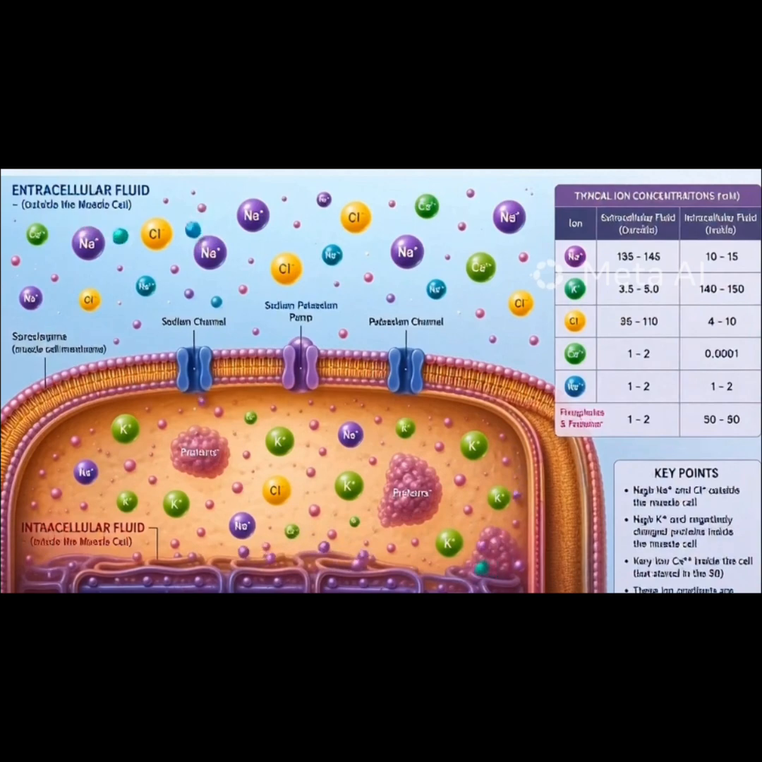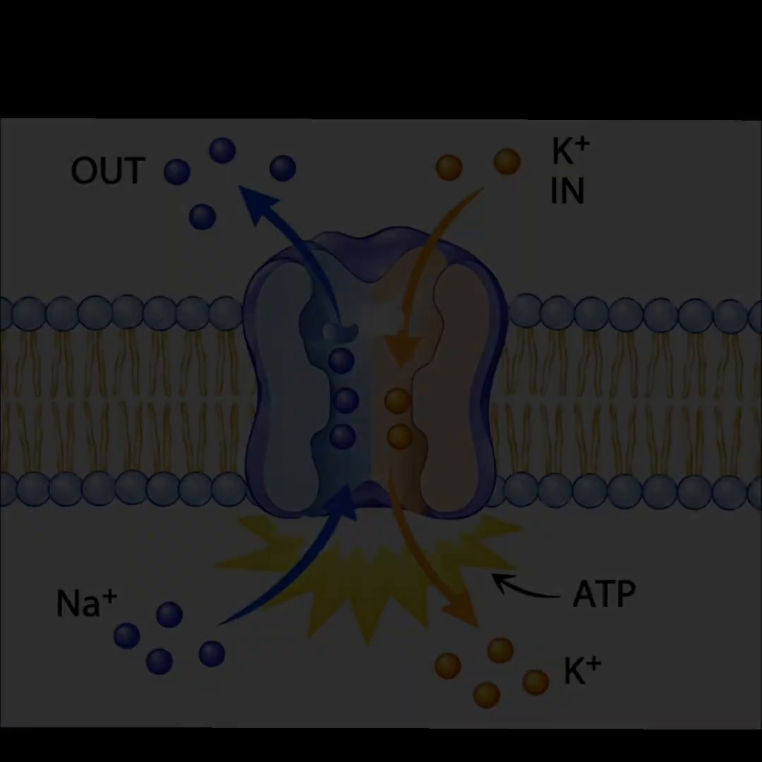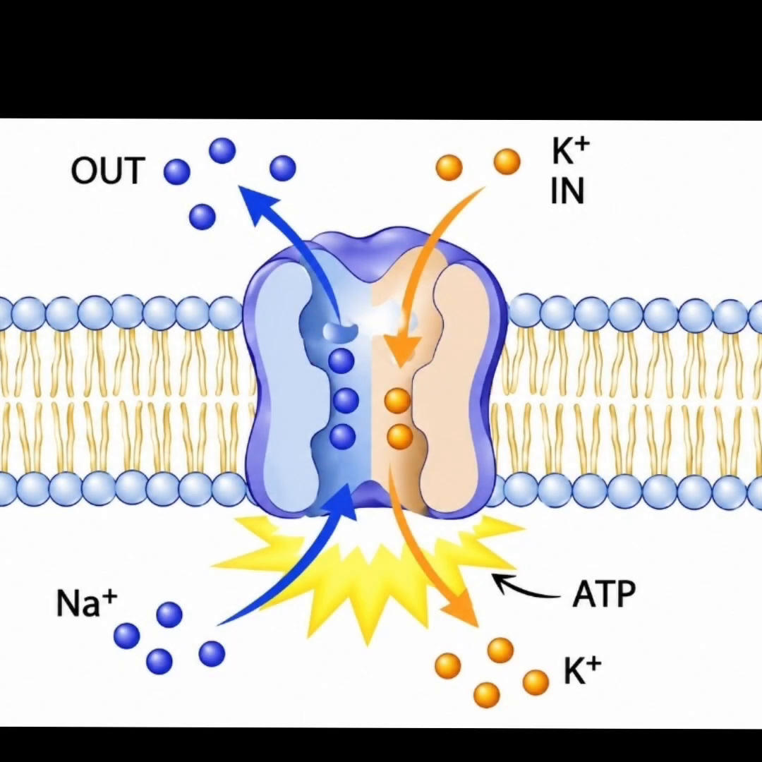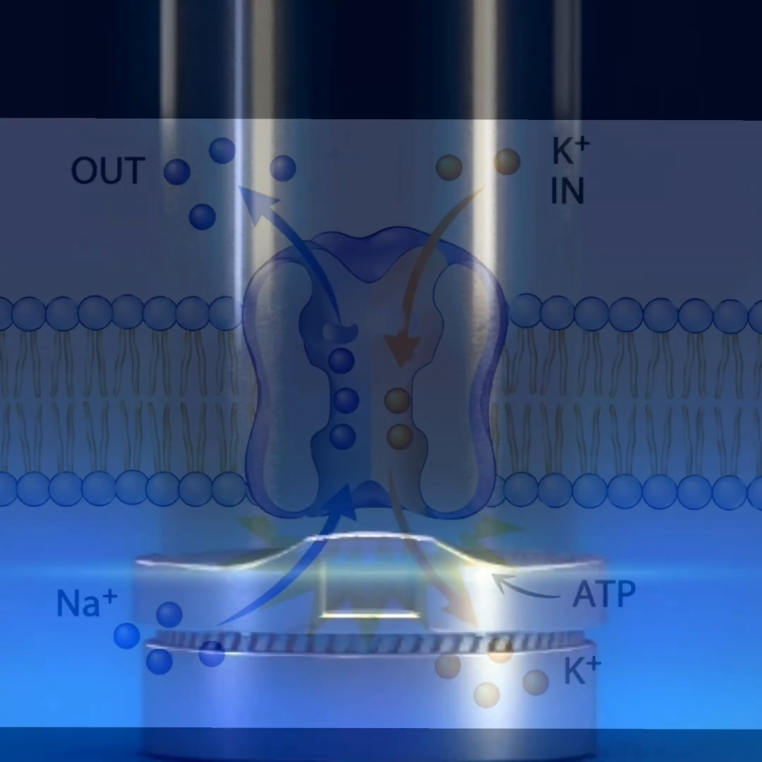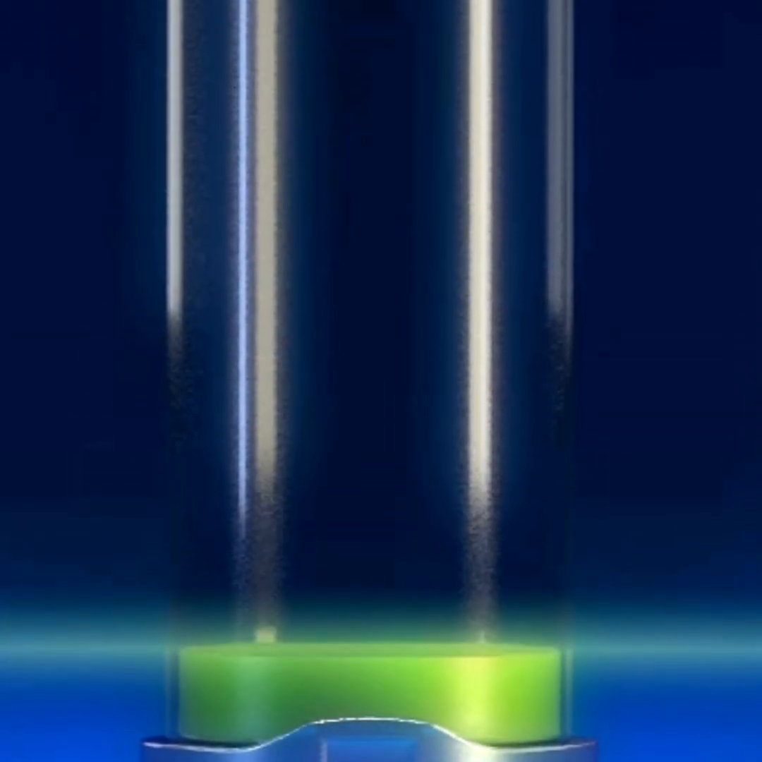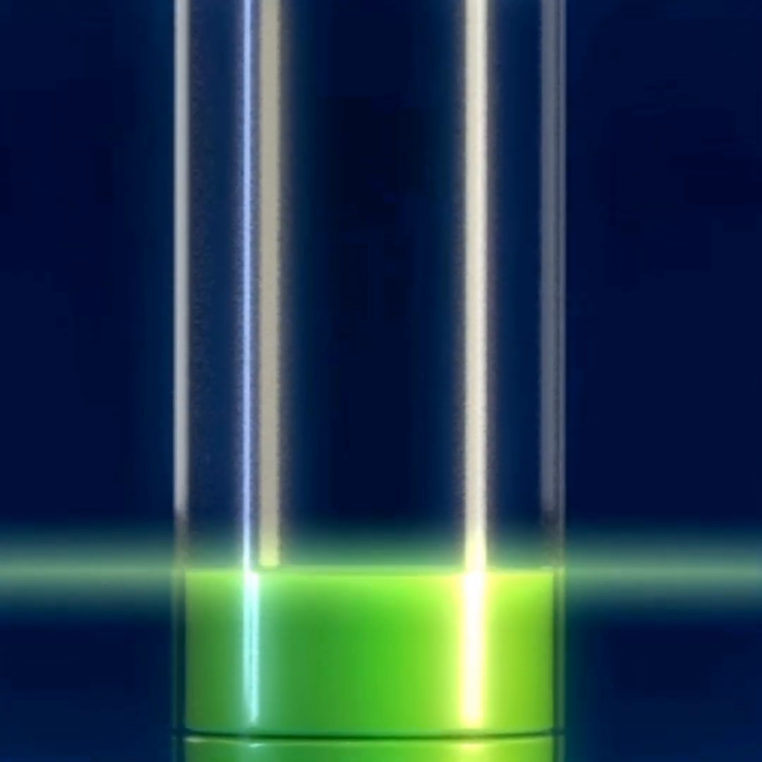Let's focus on potassium, sodium, and calcium and their role in muscle activation. So why does the body need potassium inside the cell and sodium outside? Well, it's because it allows for our nerves and muscles to work. Think of it like charging a battery. Our muscle cells need a difference in electrical charge in order to be able to contract.